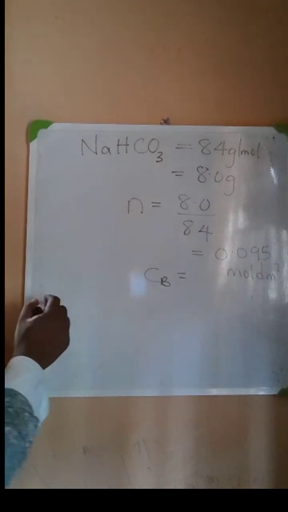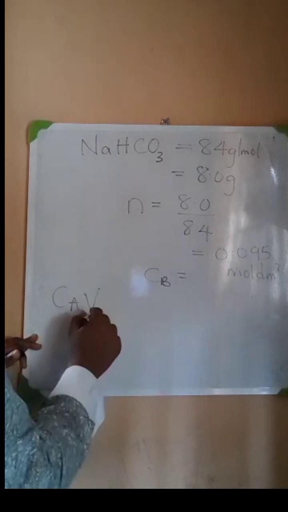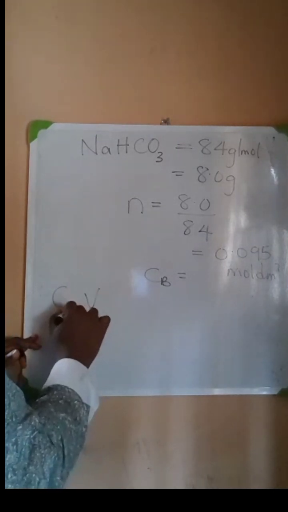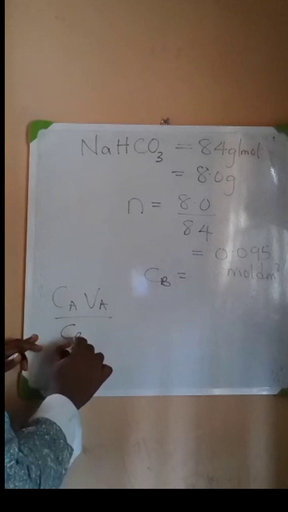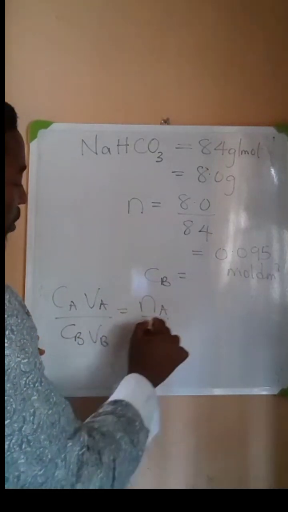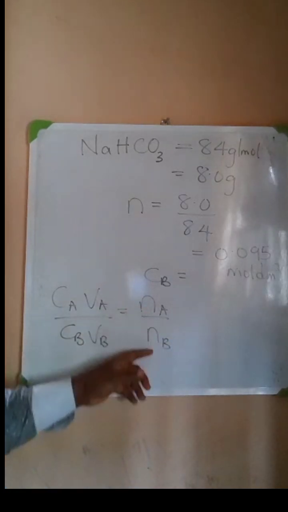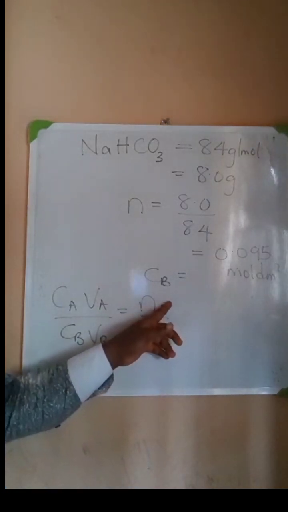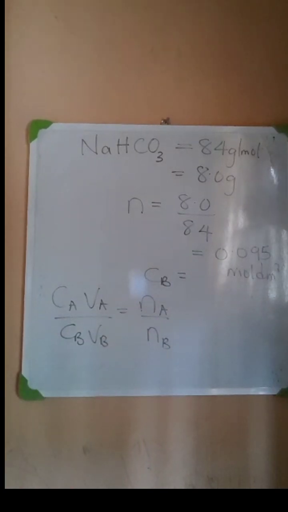So the next thing is for us now to apply the titration equation. The titration equation states that CAVA over CBVB is equal to NA over NB. So this NA over NB is the number of moles of acid that reacted and the number of moles of base that reacted, which can be obtained from the equation of the reaction.